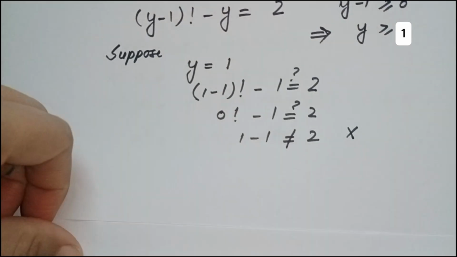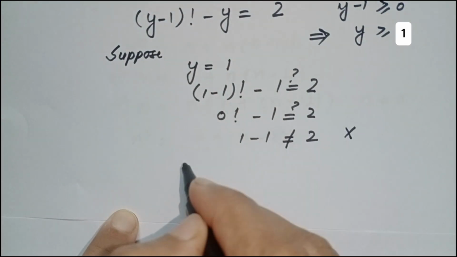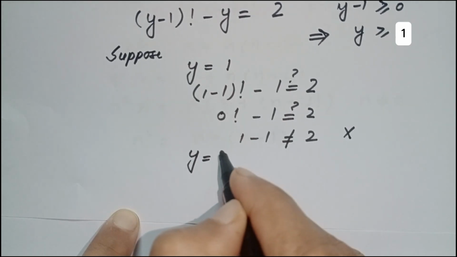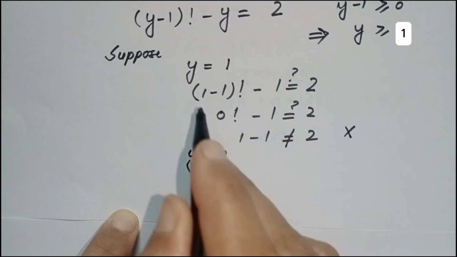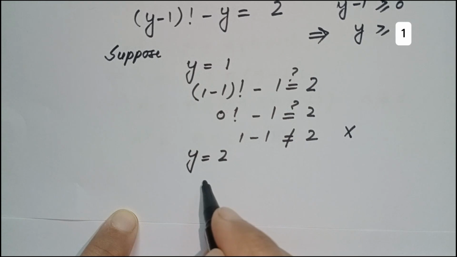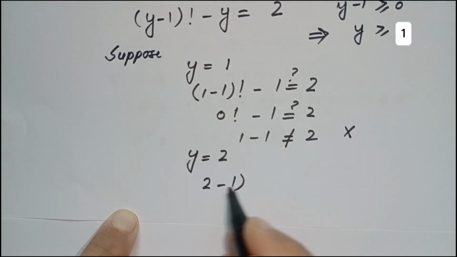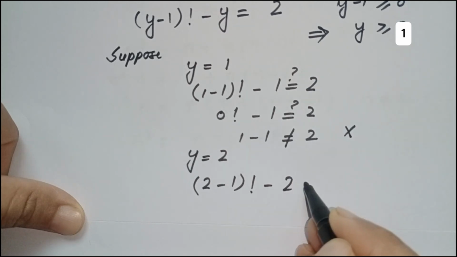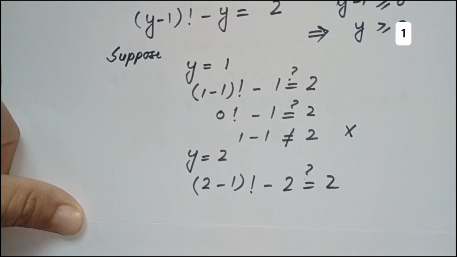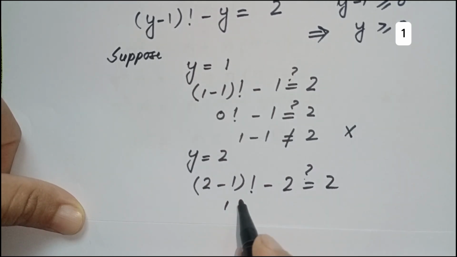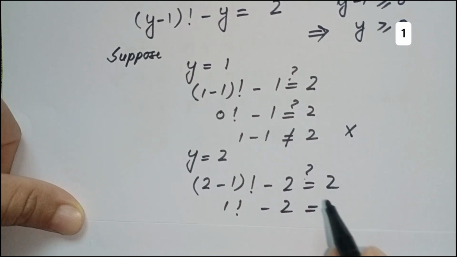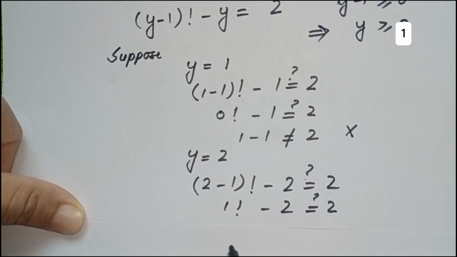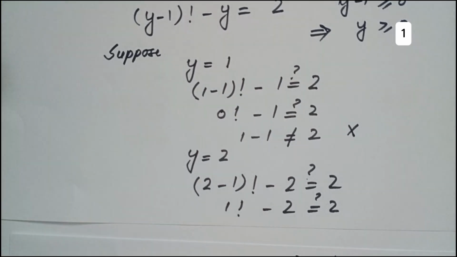So for the next value, if y is equal to 2, so plug in the value of y. So 2 minus 1 factorial minus 2 is equal to 2. So 2 minus 1 is 1 factorial minus 2 is equal to 2. So 1 factorial is 1, minus 2, which is not equal to 2. So we will not consider this value 2.